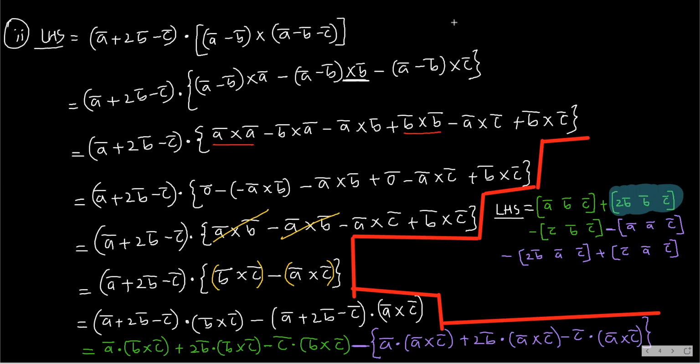Further, see, this will also be 0. Why is this 0? Because in a scalar triple product, when any two vectors are equal, the scalar triple product is 0. So see, C bar, this will also be 0, and this will also be 0. So these four scalar triple products are going to be 0.